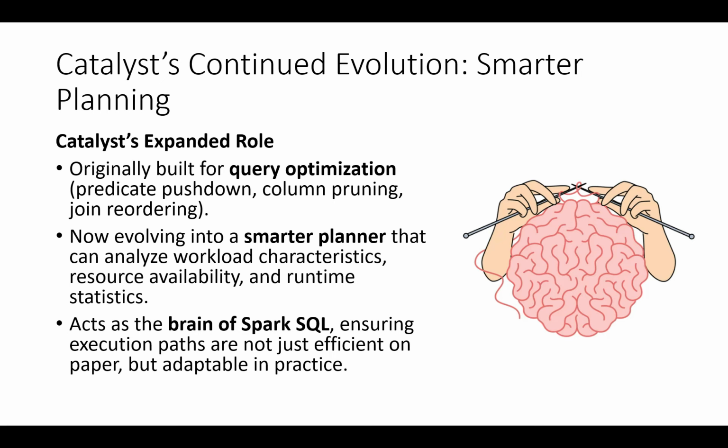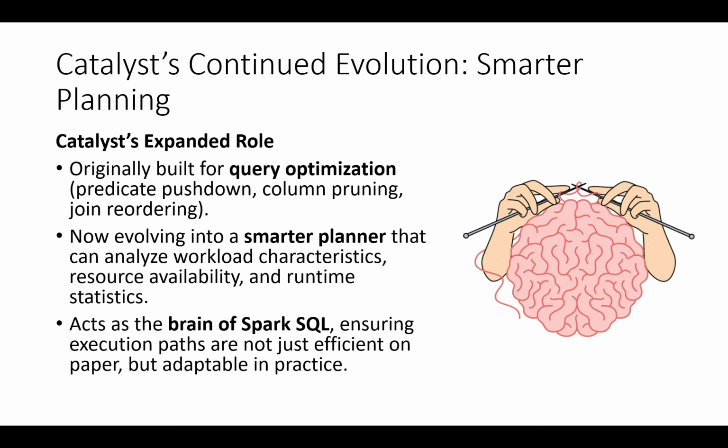Now, one more thing that we need to keep in mind is that Catalyst was introduced by Spark keeping in mind the Spark SQL queries, and it kept on improving. So Photon has been introduced, but they have not stopped improving the Catalyst optimizer. Catalyst optimizer's role has been extended. Initially, it was built for query optimization, like doing predicate pushdown, column pruning, join reordering. These were the common things done by Catalyst.